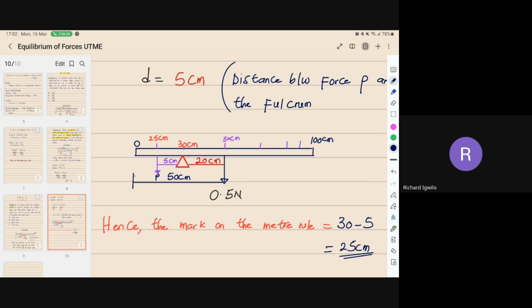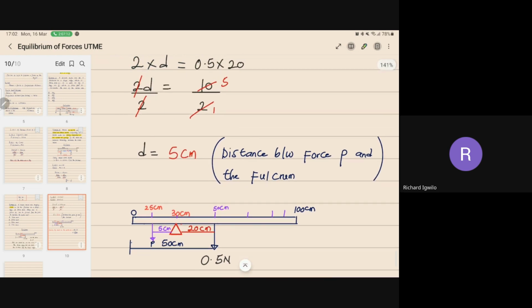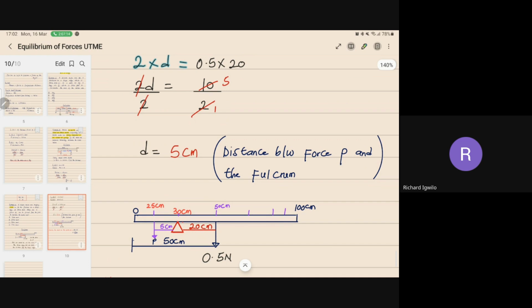Go ahead. So the final answer is 25. Yes, 25 mark. But you are confusing myself? I thought it's 5 Newton. No, it cannot be. Look at what I'm saying. I was calculating something when you paused me. I was trying to get the D. You said 30 minus 5, and I'm asking you, where is the 5 coming from?